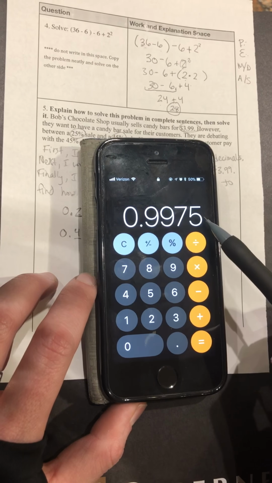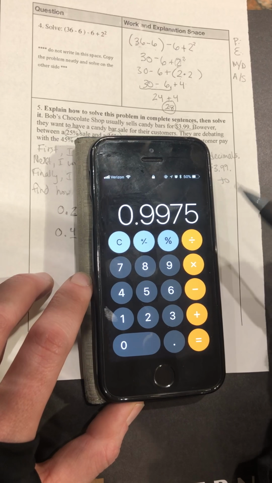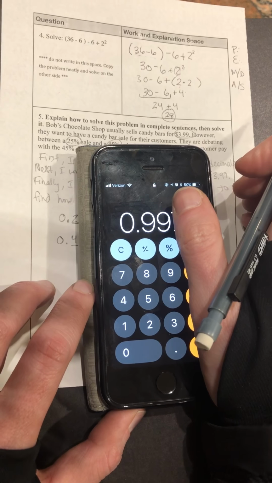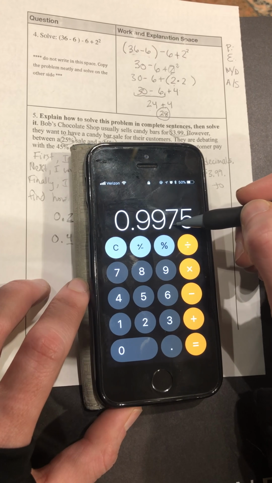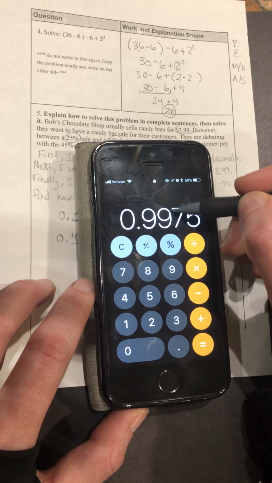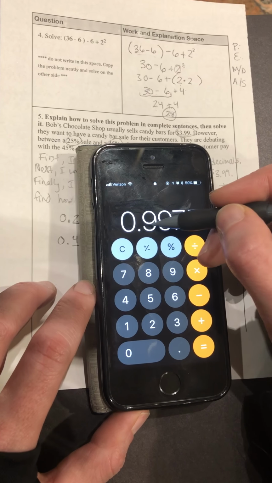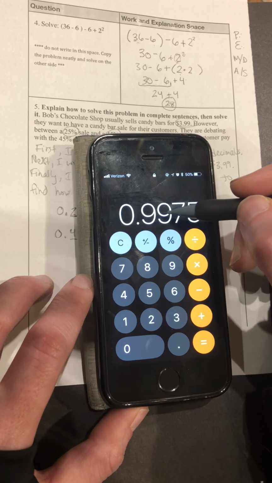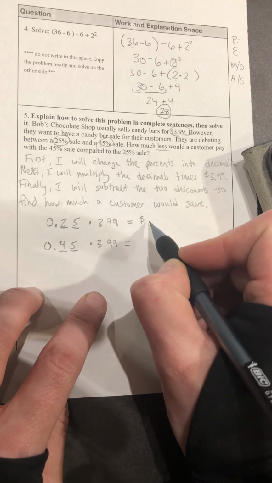Okay, so this is not a money amount. We couldn't say $0.9975. We know that money amounts can have two decimals, but we also want to make sure that we're rounding. So if I look at this 7, everything 5 and above is going to round up. So this would make this go up. 9 going up 1 would be 10. 10 would make this go up. 9 going up 1 would be 10. So technically this is going to round into $1 exactly. So when we round it and we make it a money amount, we're going to say $1.